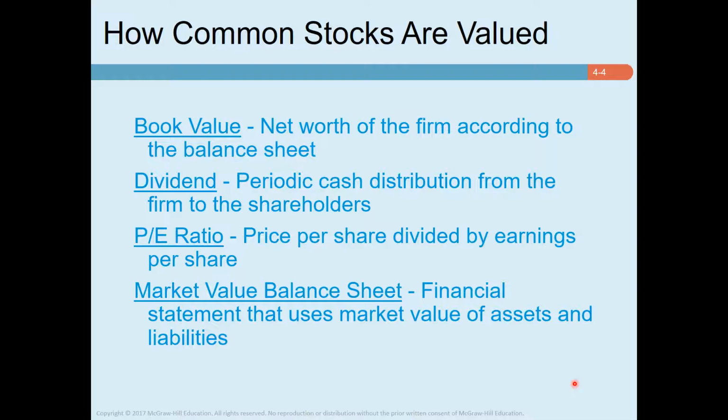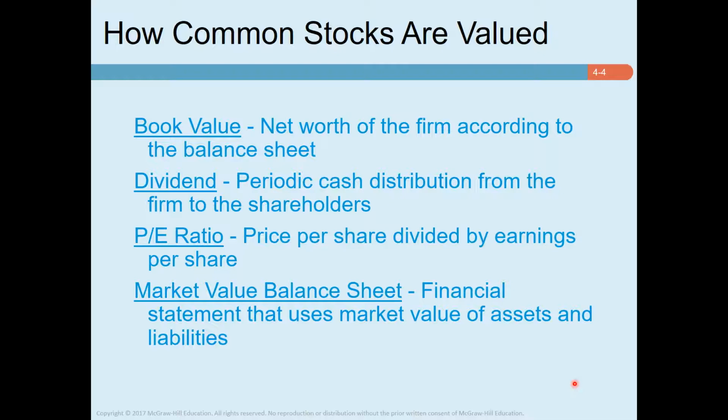Some more terms: book value and market value. You know that the book value of a stock is the value represented in the balance sheet of a company. The book value of a firm is the net worth of the firm according to the balance sheet. If you remember a balance sheet, what we have is assets, liabilities, and equities. The difference between assets and liabilities is called the net worth, which is the book value of a firm.